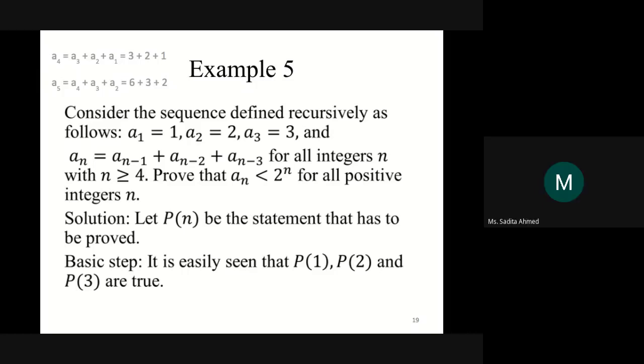The lowest possible value of n is 4. What are we trying to prove? We are trying to prove a_n is less than 2 to the power of n, for all positive integers n. Miss 1. The lowest possible value of n is 1.